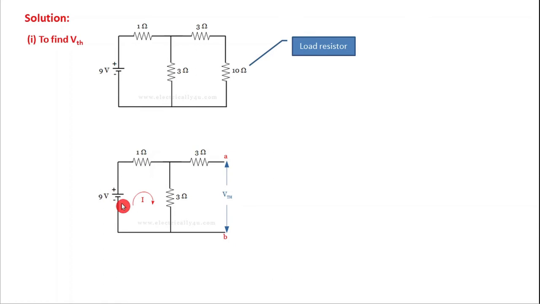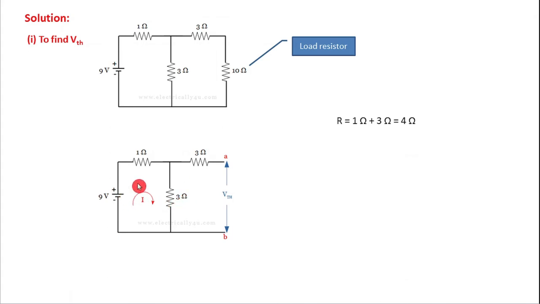Now, in this loop there is a 9 volt voltage source and there are resistances. So simply by applying Ohm's law, we are able to find the value of the current. This 1 ohm and 3 ohm resistance are in series. Hence the total resistance will be equal to 1 plus 3 is equal to 4 ohm.